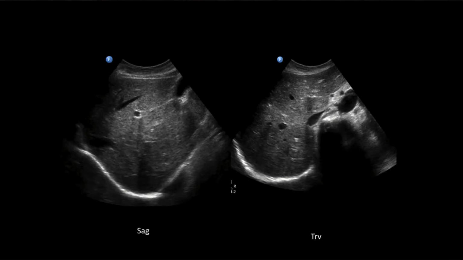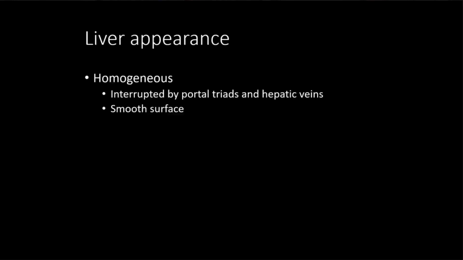All right. So the chat box here. Okay. So it's normally very homogeneous. It's interrupted by the portal triads and the hepatic veins, and it's pretty smooth. It doesn't look knobbly. What about the echogenicity? When you guys scan, think about this, is it more echogenic than the kidney or is it less echogenic?